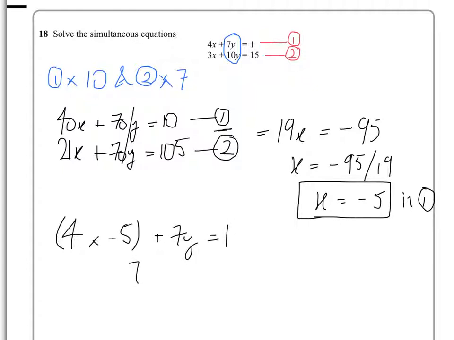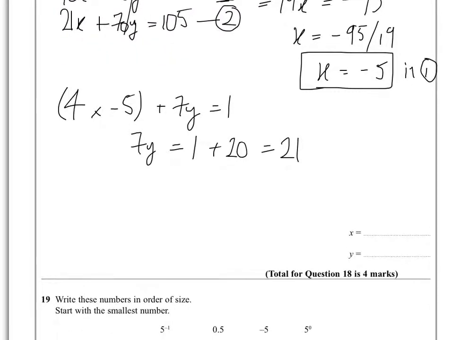So that means that 7y equals 1, and this 4 times minus 5 will give us minus 20, but when we take it over to the other side we'll get plus 20, so that will become 1 plus 20, which is 21. So we have that 7y equals 21, y equals 21 over 7, which is 3. So therefore our answer is x equals minus 5 and y equals 3.